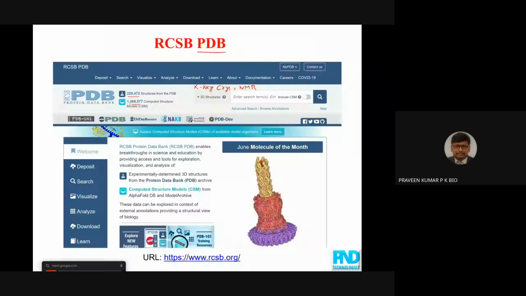So this is related to AlphaFold. Okay, so using AI, this kind of database is established. At present, we have around 13 lakh structures present in the PDB database. So this is a database for protein structures. It means the 3D structure of proteins can be downloaded from this database.